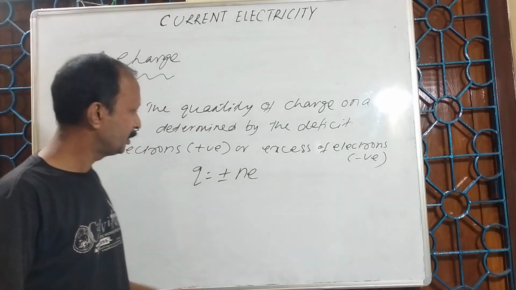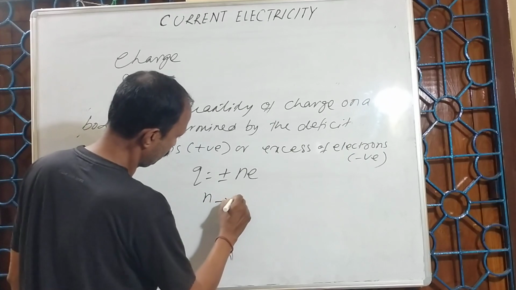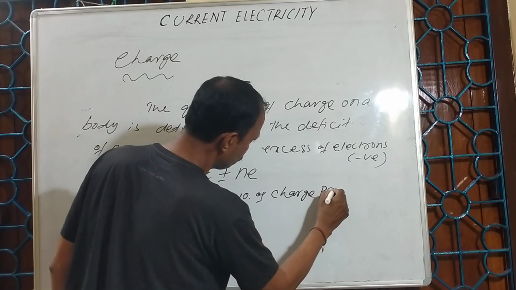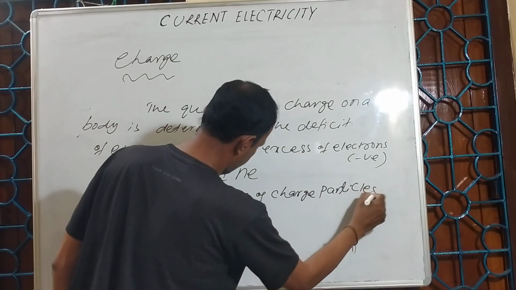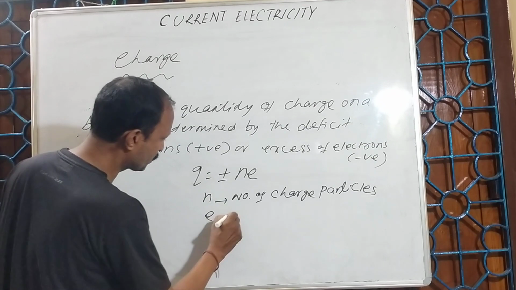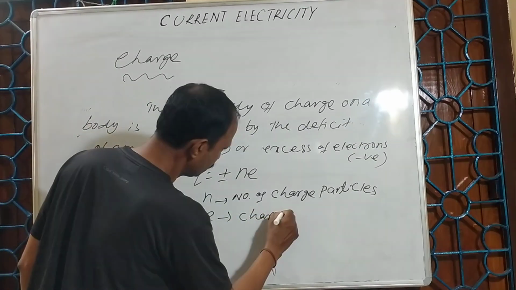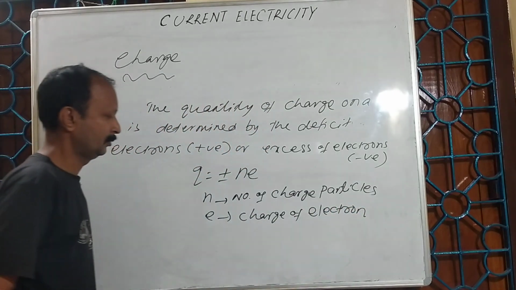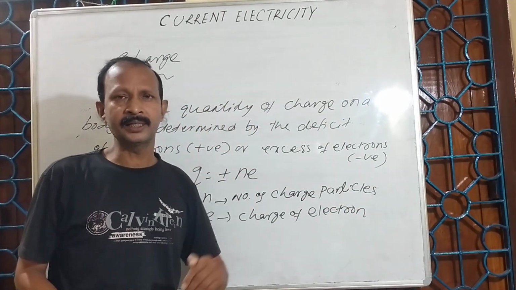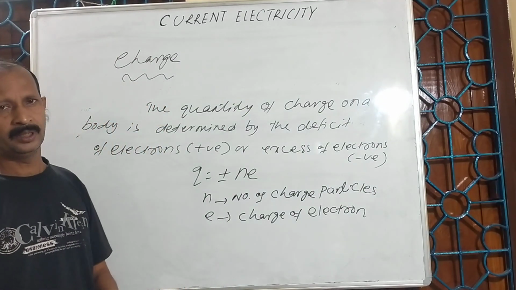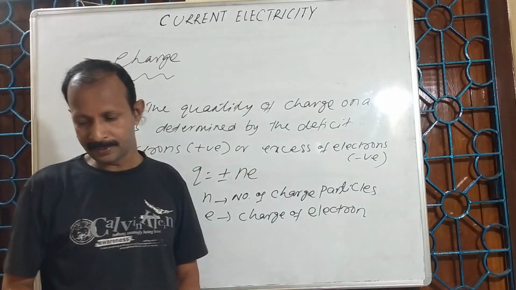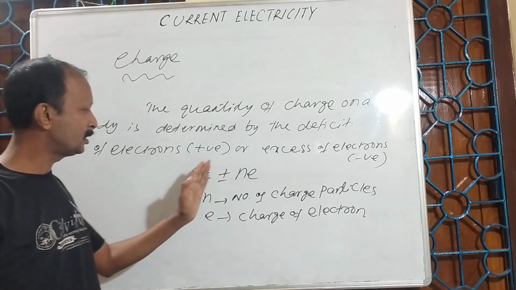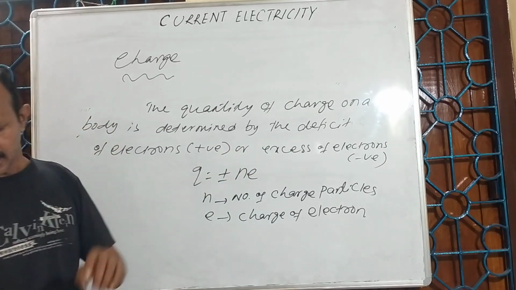What does N stand for? N stands for number of charge particles, where E stands for charge of an electron. So charge can be calculated as the product of the number of charge particles and the charge of each particle. So mathematically I can say that Q is equal to N into E.